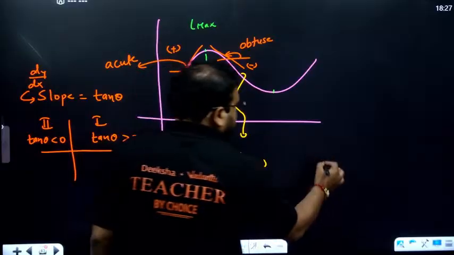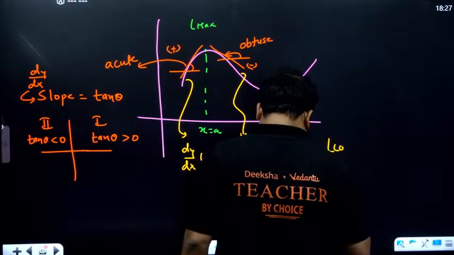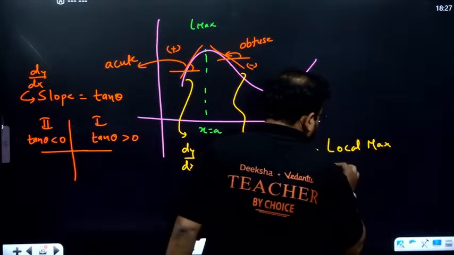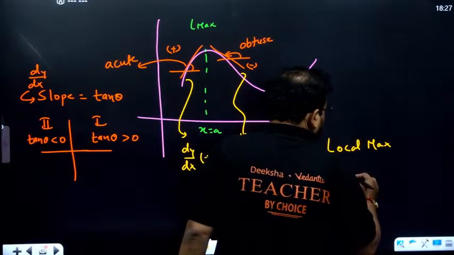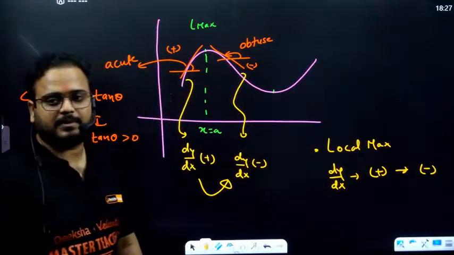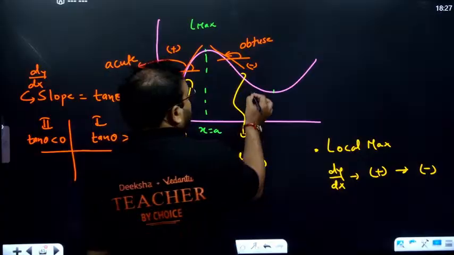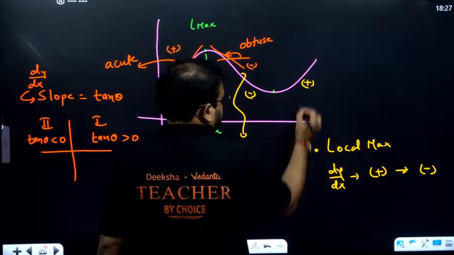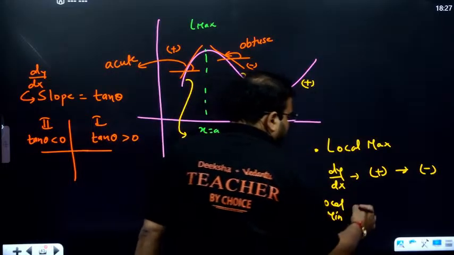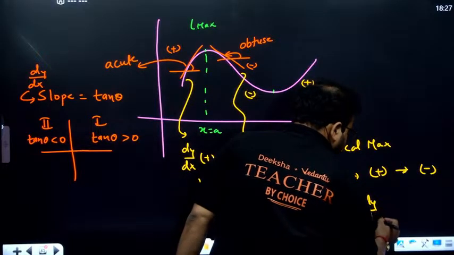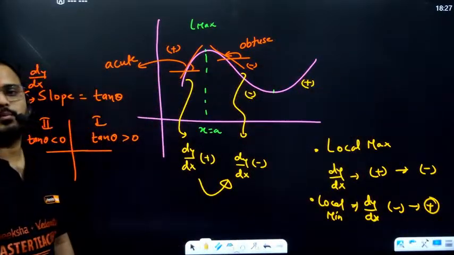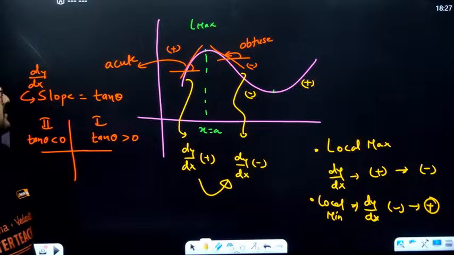So if I have to summarize this, check here. About local maxima, the derivative, the differentiation sign changes from where to where? Plus to minus, always for local maxima. And the same you can see for local minima also. This is negative and this is positive. So for local minima, what happens over here? The derivative sign change is from minus to plus. Minus to plus. Is this clear?